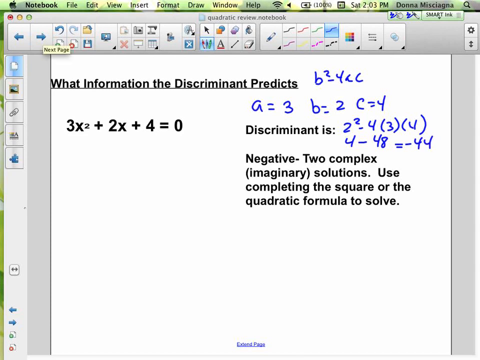All right? So I have to use either completing the square or the quadratic formula because I have a negative discriminant. That's in your notes: if your discriminant is negative, you're not going to be able to factor it. I'm going to use the quadratic formula on this one. I'll do completing the square on the next one.